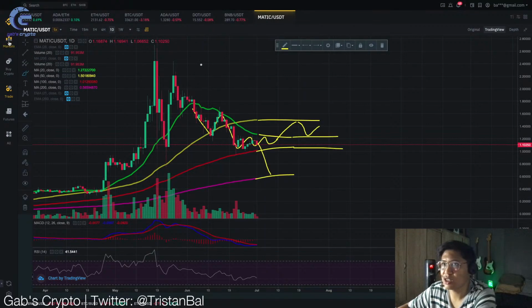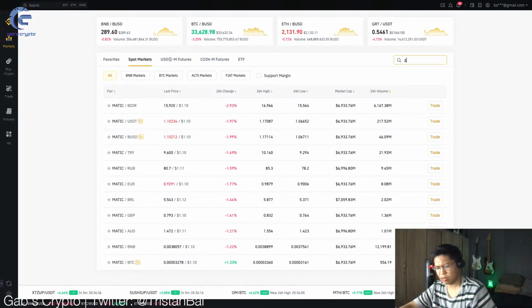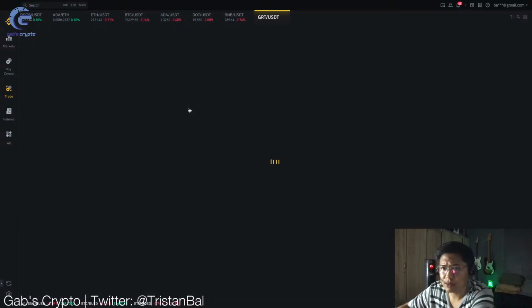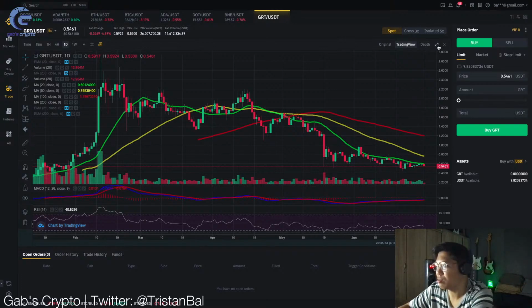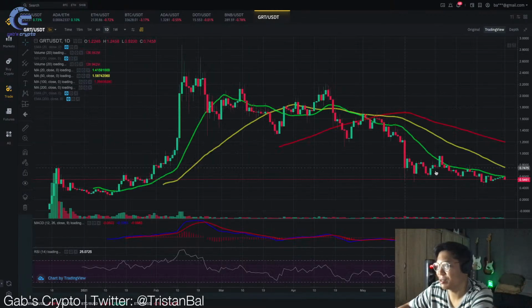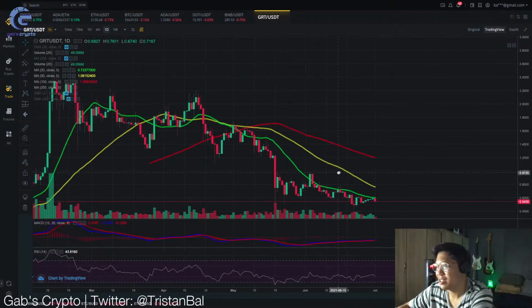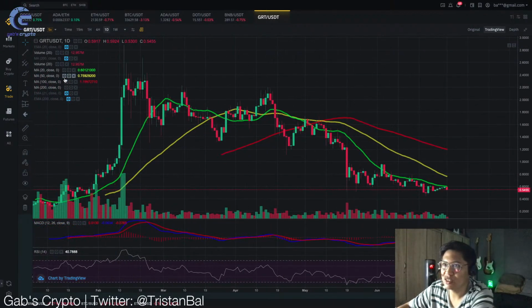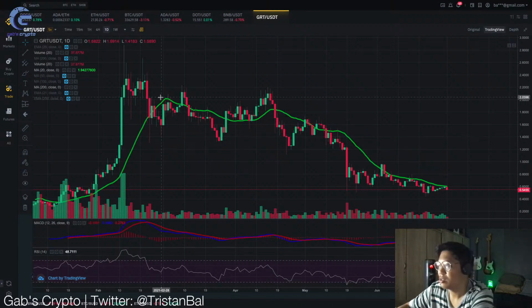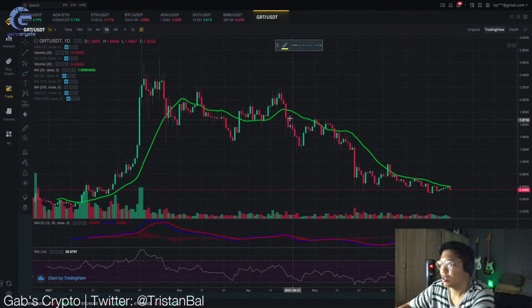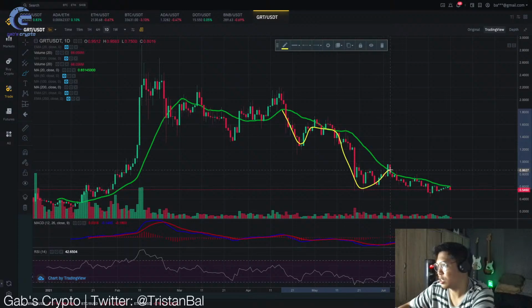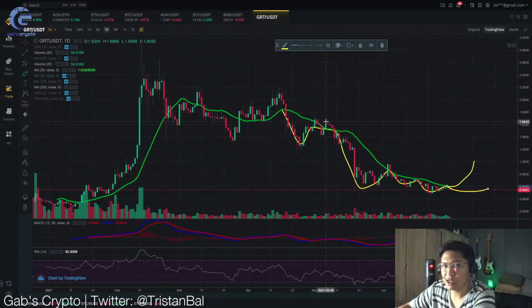GRT? What's GRT? Let's take a quick look. I don't know what Quantum is, so I can't check it. GRT is actually in a downtrend. The 20 moving average on the daily is what you need to look at. As you can see, we got rejected there, rejected at the 20 moving average. It needs to break that to flip bullish in this movement.